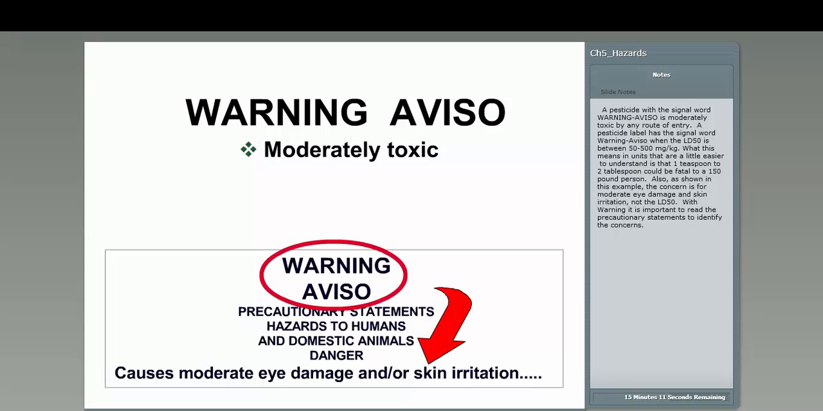Also, as shown in this example, the concern is for moderate eye damage and skin irritation, not the LD50. With warning, it is important to read the precautionary statements to identify the concerns.